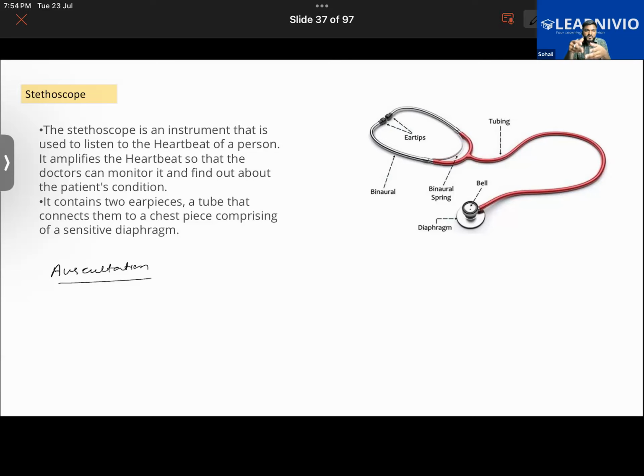But apart from that, many times when you visit a doctor, unfortunately when you are sick, you observe that the doctor places the bell or the diaphragm on the back of the body also. Apart from the chest, sometimes near your abdomen also. So if it were only meant for measuring the heartbeat of a person, why would they place it on your back or near the stomach? Because, as I was saying, there's a field in medicine called auscultation, in which we study the internal sounds produced inside our body.